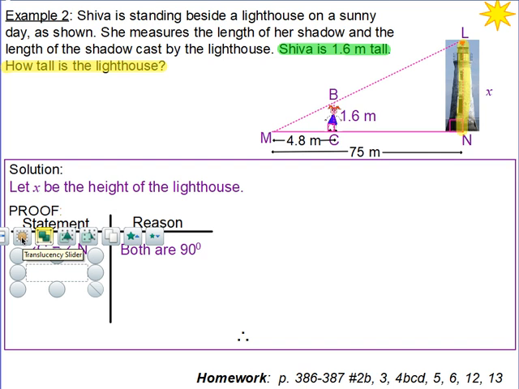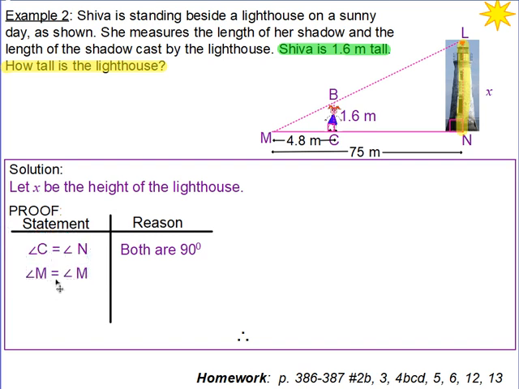And another pair of equal angles would be angle M, down here. Angle M equals angle M. Kind of sounds a little bit weird, but that's because it's a common angle between both of the triangles, right? If we're looking at this small triangle here, it's got angle M in it. Or perhaps we're looking at this large triangle, it still has angle M. It's a common angle between the two triangles.